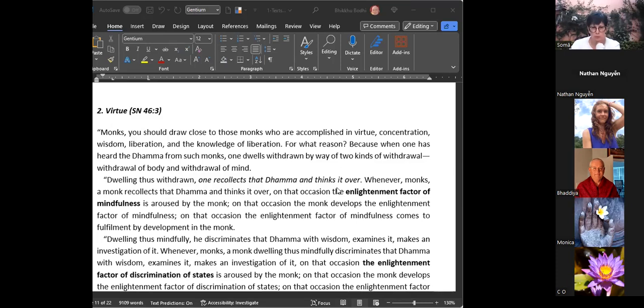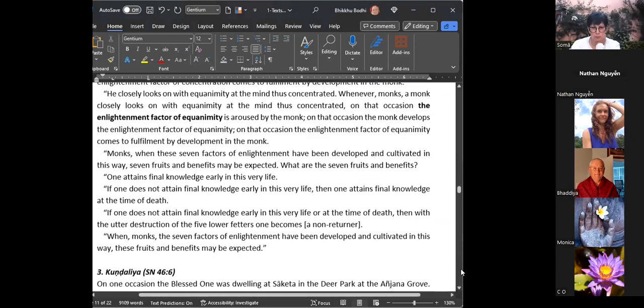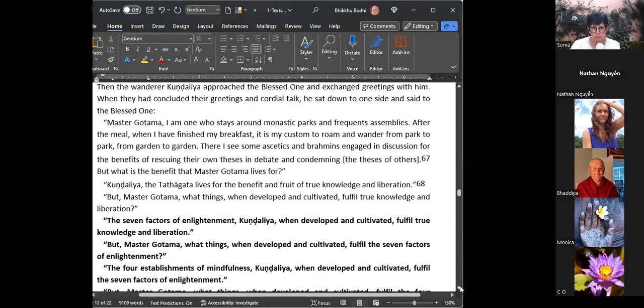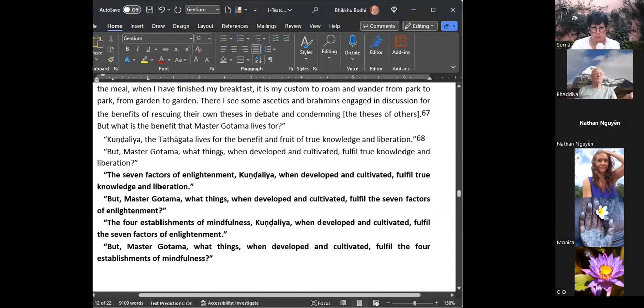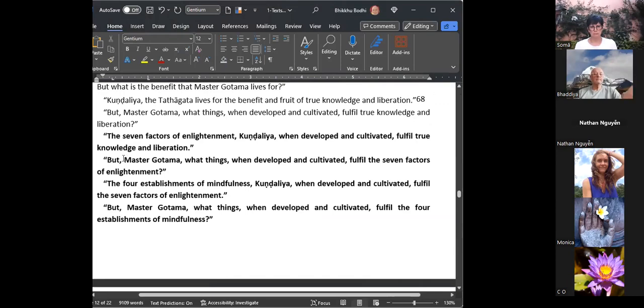And then in another sutta that I had in the reading list, let's just jump down to it. There's a wandering ascetic who comes to the Buddha and asks, what are the things that when developed and cultivated bring true knowledge and liberation? And then the Buddha says, the seven factors of enlightenment. Then the wanderer asks the Buddha, what are the things that fulfill the seven factors of enlightenment? And the Buddha answers the four establishments of mindfulness, or the four foundations of mindfulness.